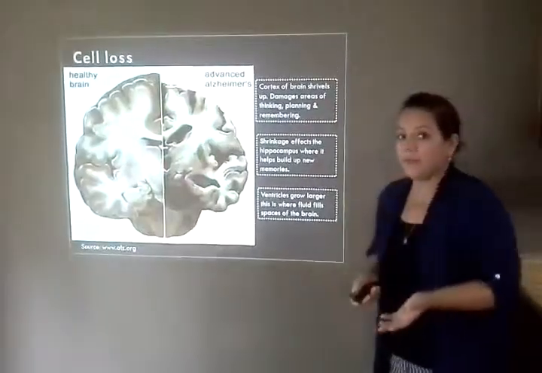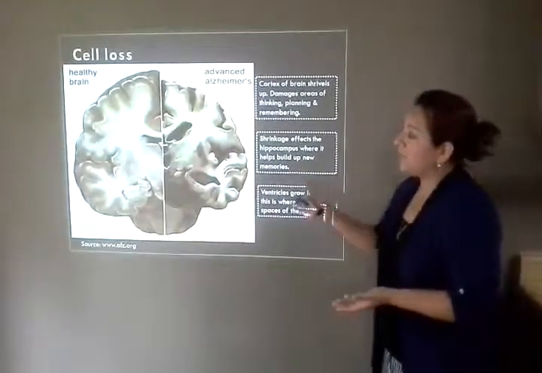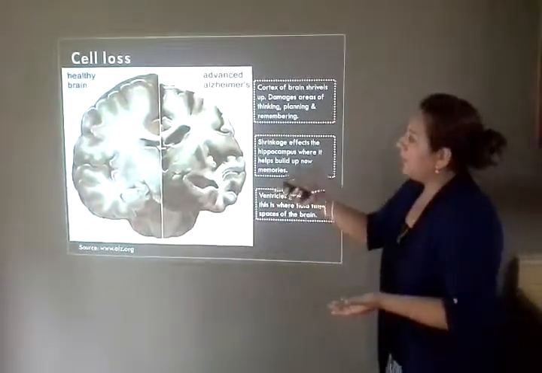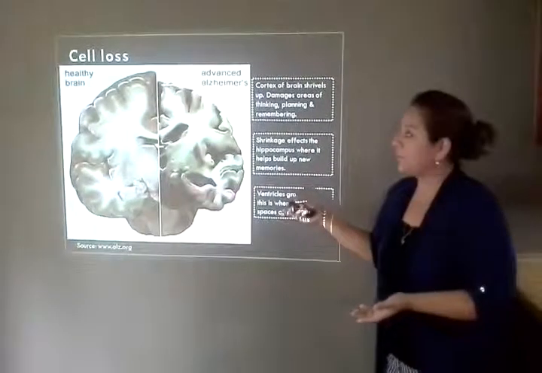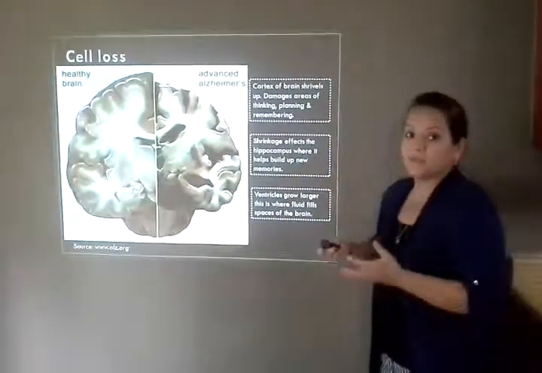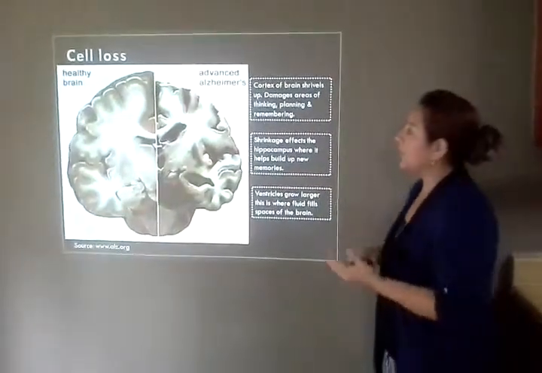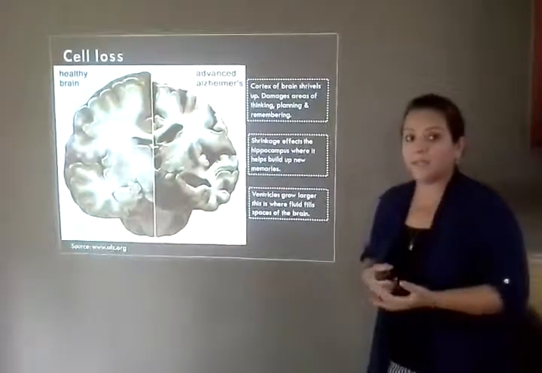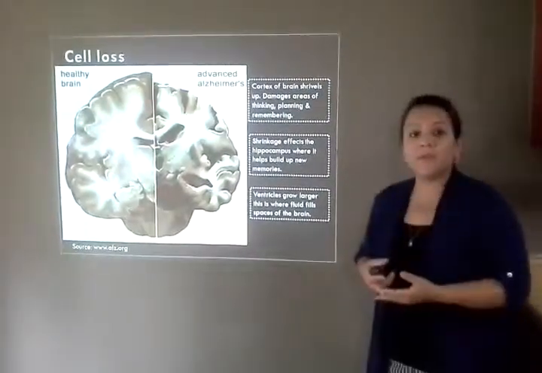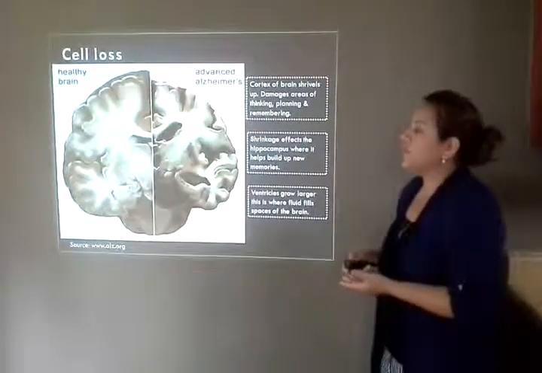And when the cells die, of course, you can see from the healthy brain to a patient that has Alzheimer's, the brain begins to shrink. And that's when you start having problems with thinking, with planning, with remembering, and all those functions that you need.